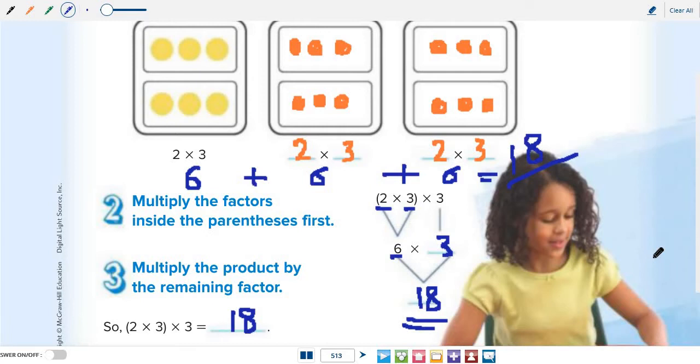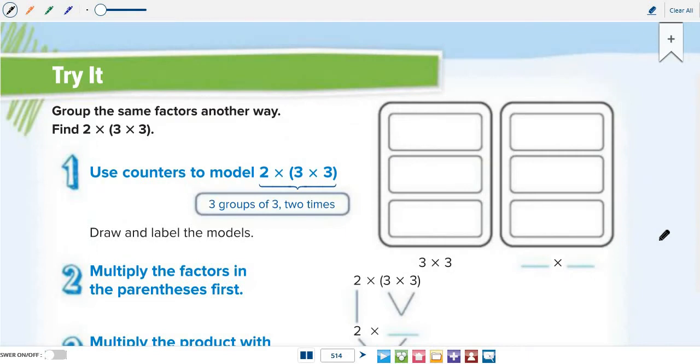Now, please grade 3, be sure to write the correct answers in your book, page number 513. Now let's apply another activity. Group the same factors another way. Find 2 times 3 times 3. Notice that the 3 numbers being multiplied are the same as in the build it activity. What is different? In the build it activity, it was 2 times 3 times 3.